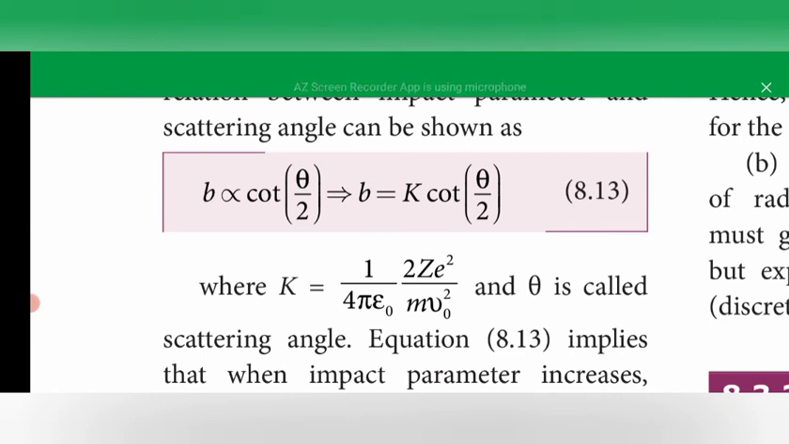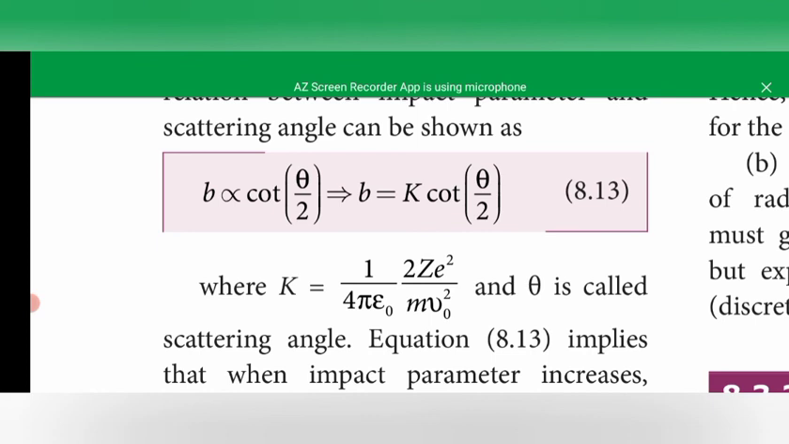B is equal to k cot theta by 2, where k is a constant introduced, with value 1 by 4 pi epsilon naught 2 z e square by m v square. Here theta is called the scattering angle. This implies that as the impact parameter increases, the scattering angle decreases. A smaller impact parameter produces a larger deflection of alpha particles. So this is the impact parameter.